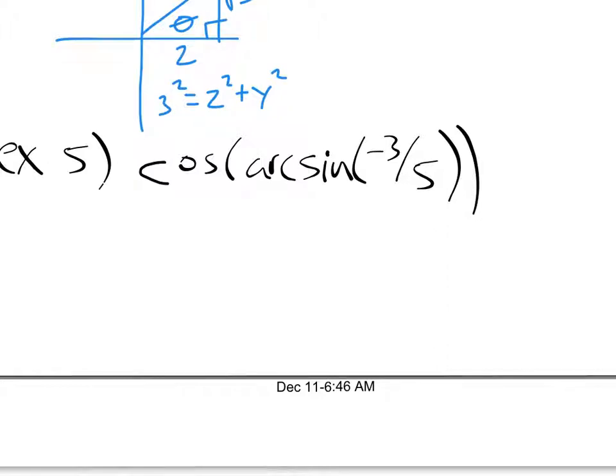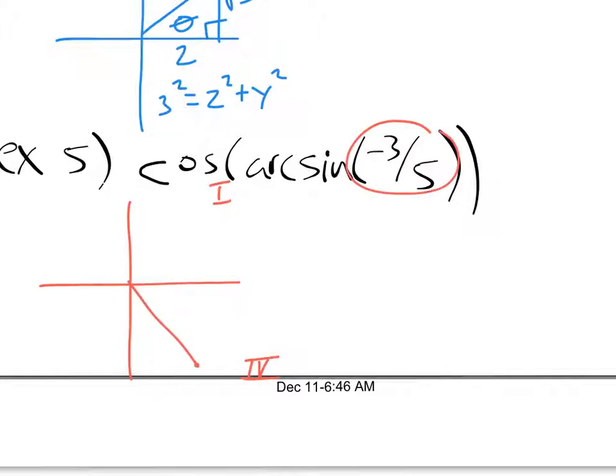Last one down here, but absolutely not a different approach. Okay, probably the trickiest part is right here. What quadrant are we in? It's inverse sine, so I narrow it down right off the bat, and I know we're in 1 or we're in 4. It's negative, so I know we're in 4. If it had been a positive sine value, then I would have said that we're in 1.